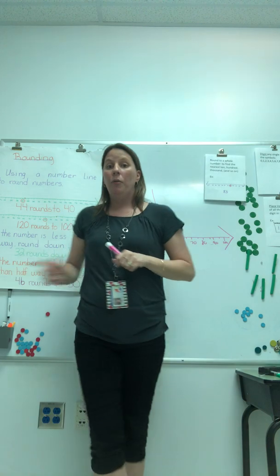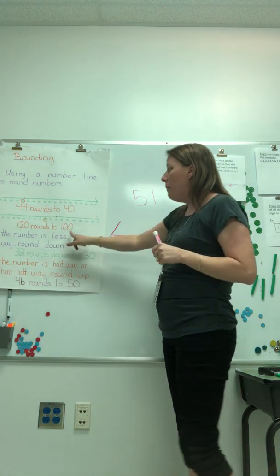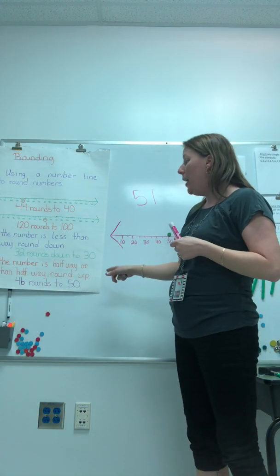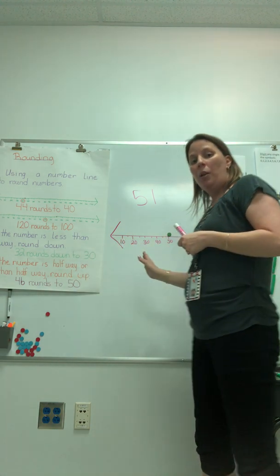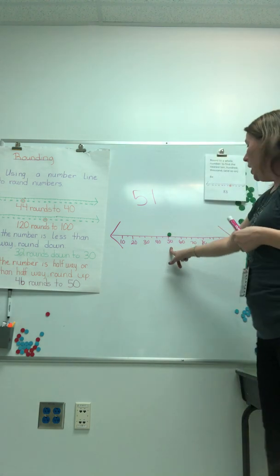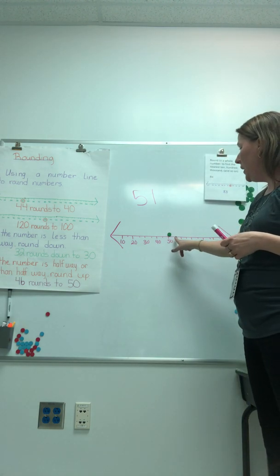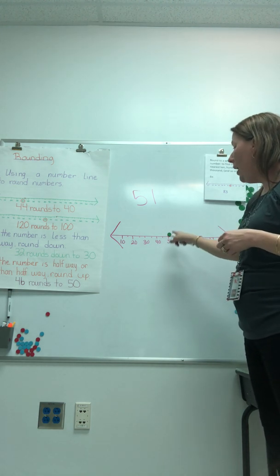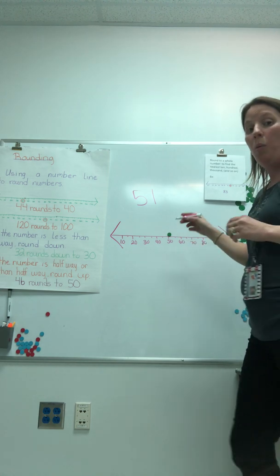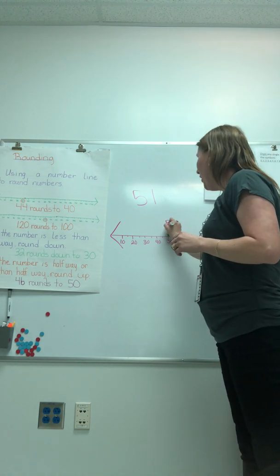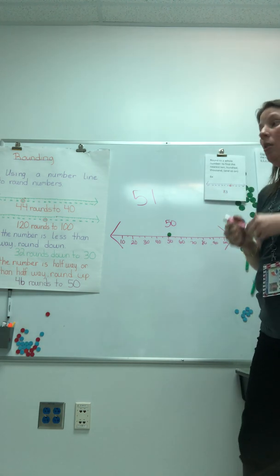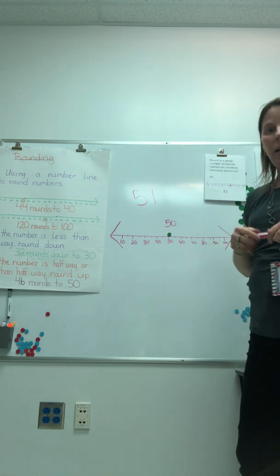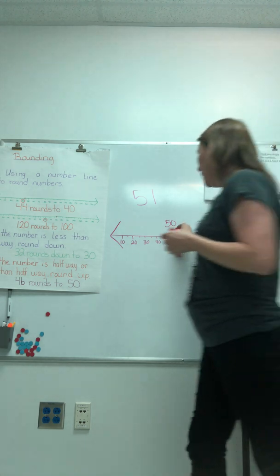So now I'm going to come over to my anchor chart and decide, is this number less than halfway? If so, I'm going to round down. Is this number halfway or more than halfway? Yes, then I'm going to round up. Let's take a look at our number. I would say this is less than halfway because it's right at the 51 mark. So 51 will round to the number 50. If you needed 51 as something, you would say about 50. So 51 rounded to the nearest 10 is 50.